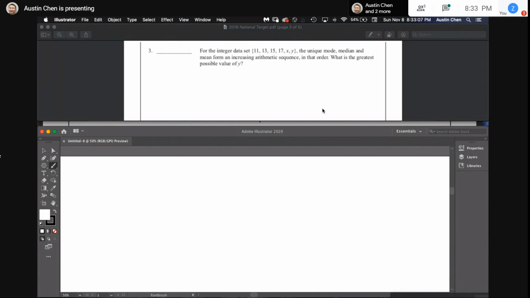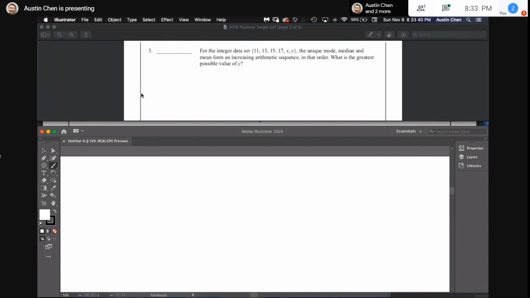And so x and y in that set, the whole set isn't arranged in an increasing sequence already, right? I'm saying x and y don't have to be greater than 17. X and y can be anywhere. They just put it at the end of the set. So the mode, median, and mean form an increasing arithmetic sequence, and we want to find the greatest possible value of y.